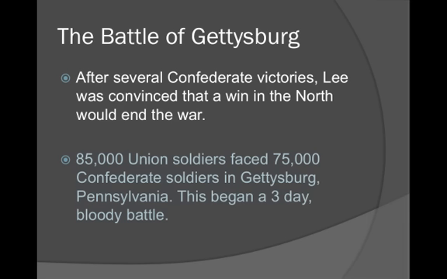The next major battle that we're going to discuss is the Battle of Gettysburg. After several Confederate victories, Lee was convinced that a win in the North would end the war, so he took his troops to Pennsylvania, and he thought if he could win this battle that the war would end. 85,000 Union soldiers faced 75,000 Confederate soldiers in Gettysburg, Pennsylvania. And this turned into a 3-day bloody battle where we had more losses than we ever had before in a battle.